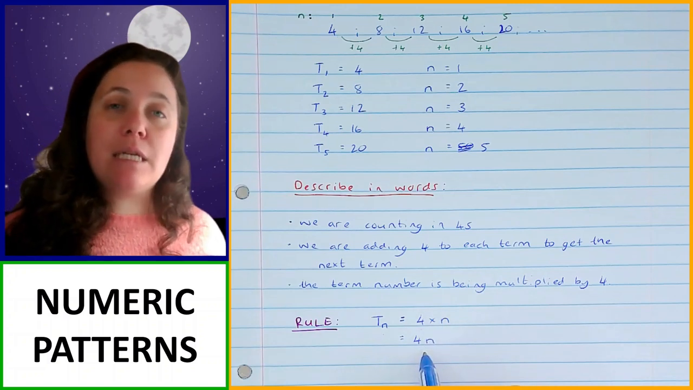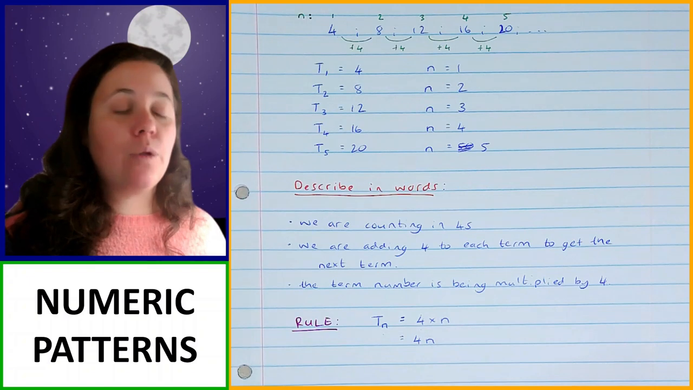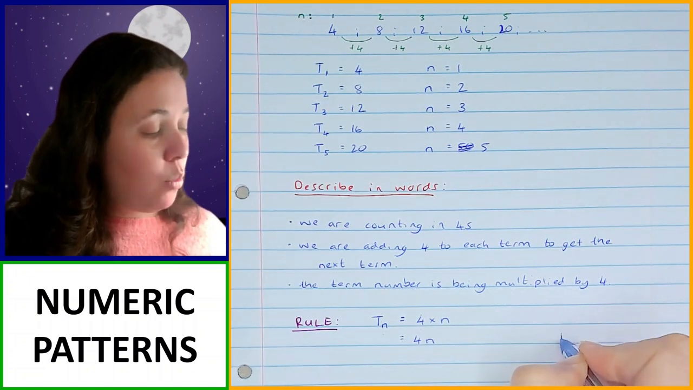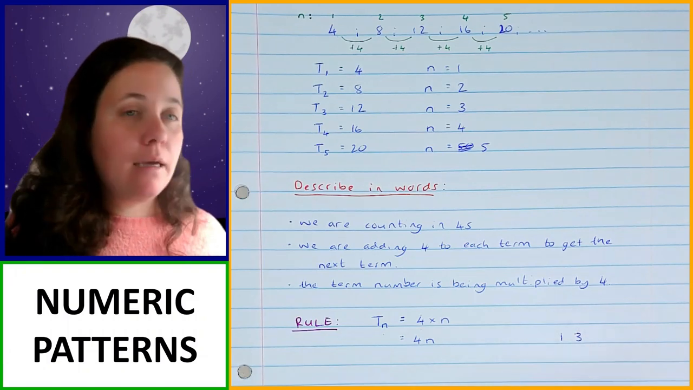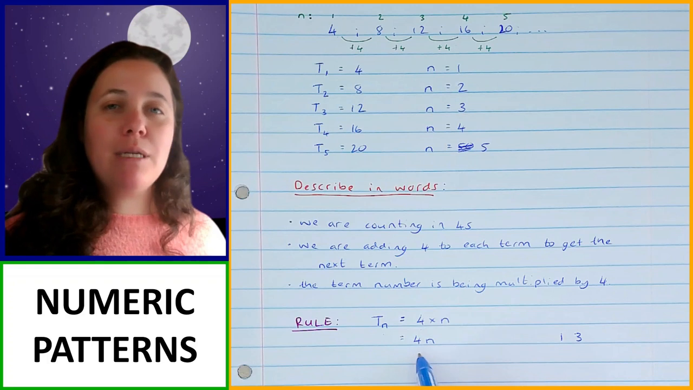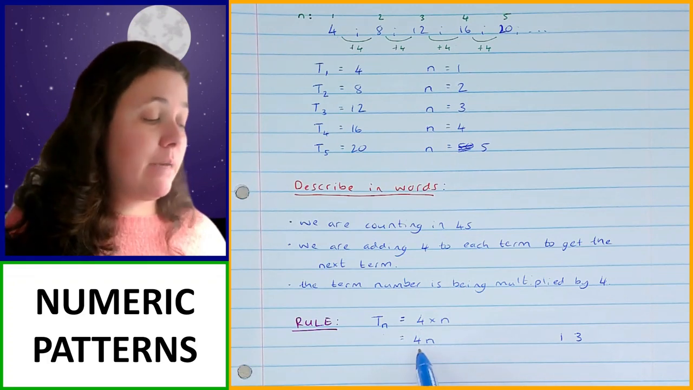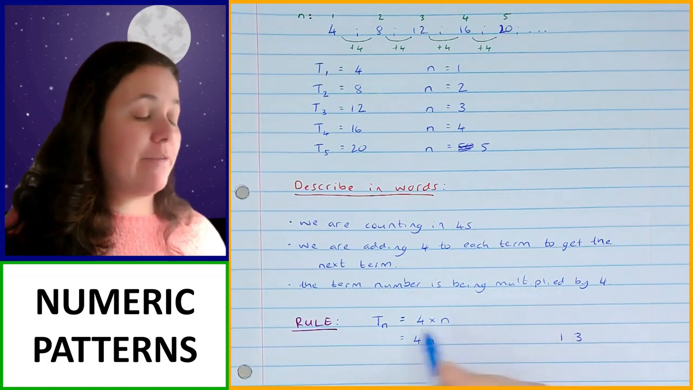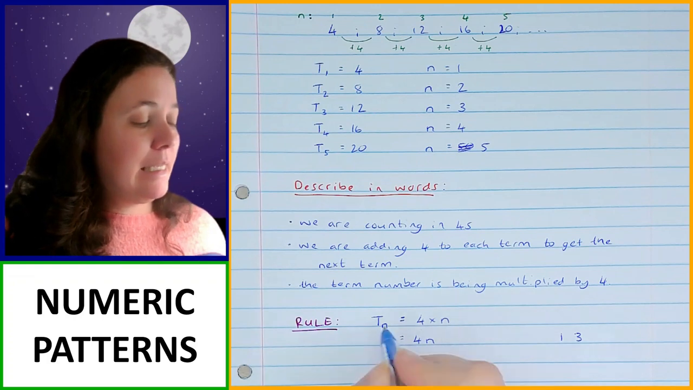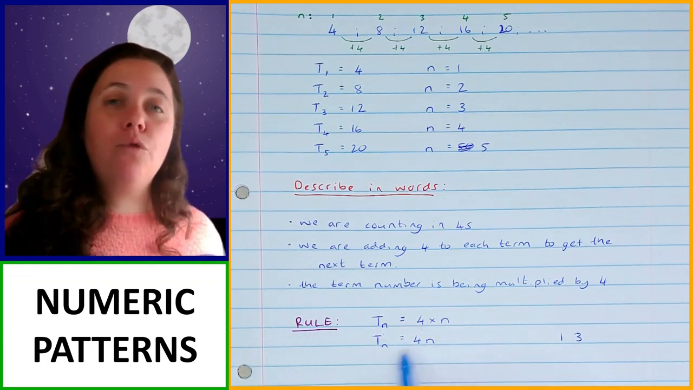We don't need to write the times sign between a number and a letter because it can't be confused with anything else. For numbers, we have to write the times sign because I can't write 1 times 3 without a sign and expect that to not look like a 13. It will look like a 13. But with numbers and letters, we don't need to worry about that. So you don't have to write the times sign. If there's no sign written, it means multiplication. Okay, so tn is equal to 4n. Okay, so this is my rule over here.